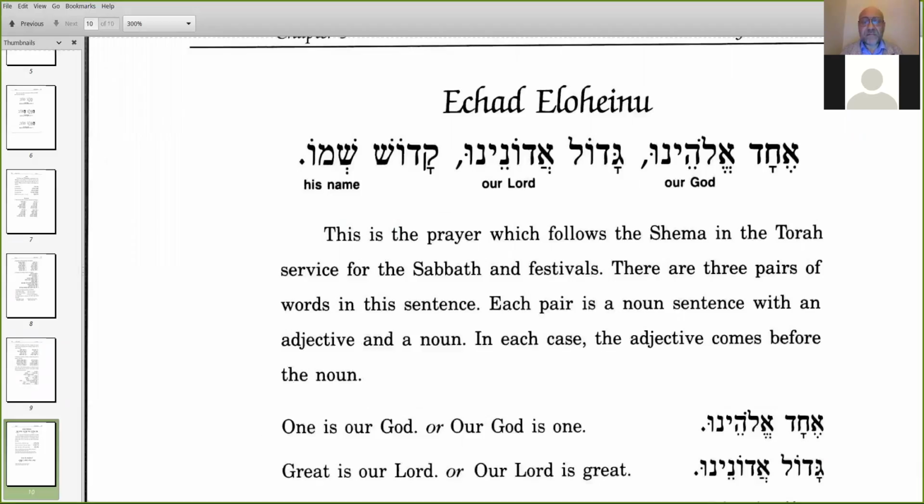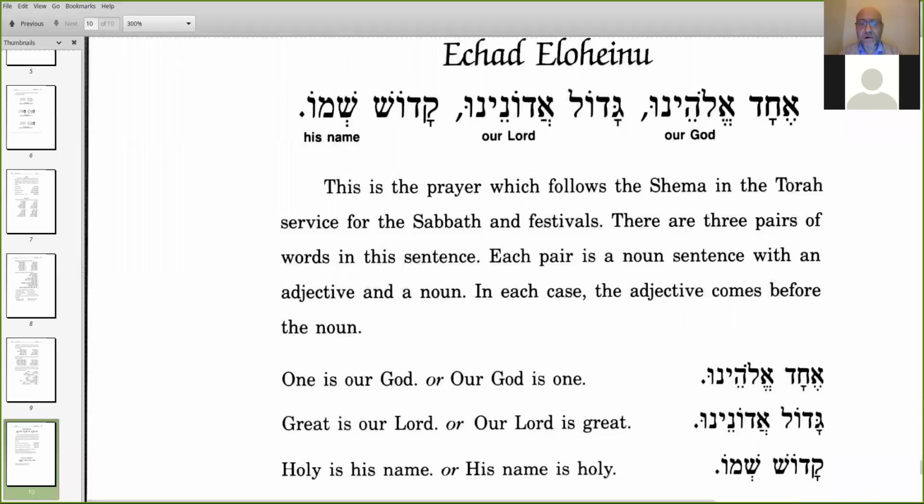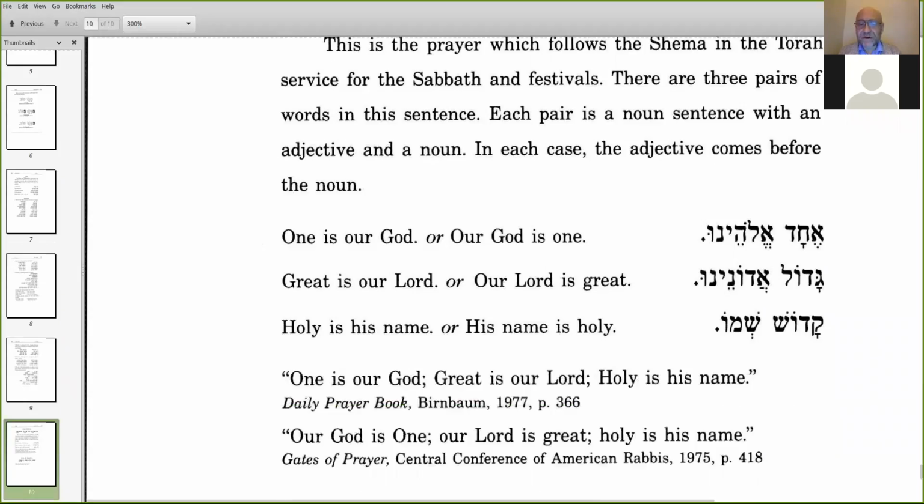So we have been learning this Echad Eloheinu prayer, which follows the Shema whenever there's Torah service for the Sabbath and the festivals. And we're noting that there's 3 pairs of words. So in the pair, there's a noun sentence with an adjective and a noun. And of course, it's ordered here such that the adjective comes before the noun.